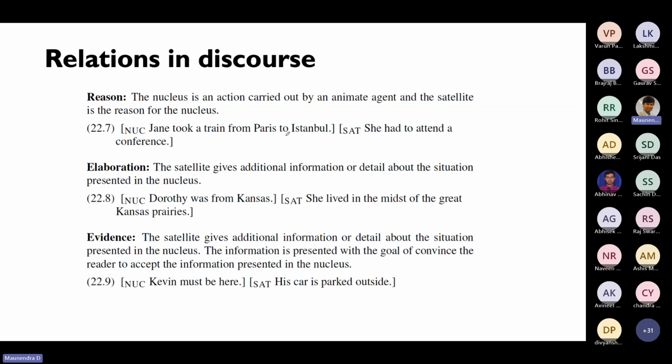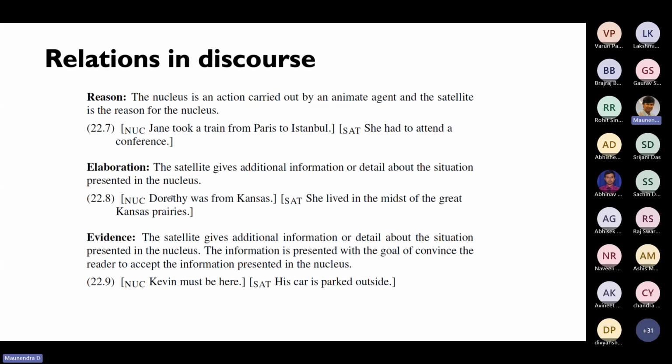Jen took a train from Paris to Istanbul. She had to attend a conference. For this pair of sentences, the major thing that the person is trying to convey is that Jen took a train from Paris to Istanbul. That's the main thing, and this becomes a reason, which becomes a satellite. The core thing is this, which is called nucleus, and this will be satellite. The connection from satellite to nucleus can be labeled as a reason.